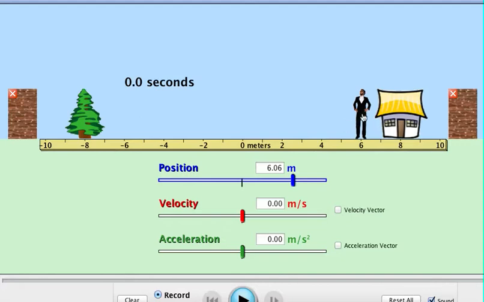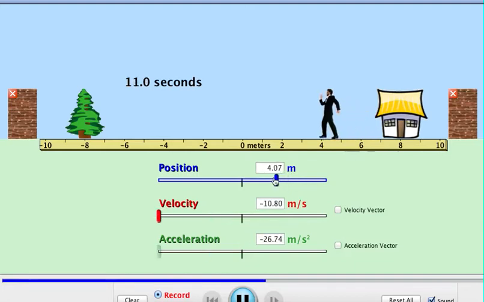If the man starts at the 6 meter mark and then moves back to the 2 meter mark, then his displacement is negative 4 meters. If the man starts at the 2 meter mark, moves to the 6 meter mark, and then returns to the 2 meter mark, his displacement is 0.